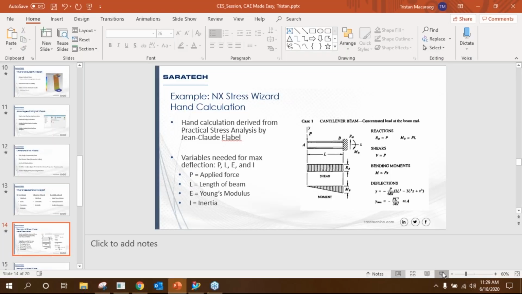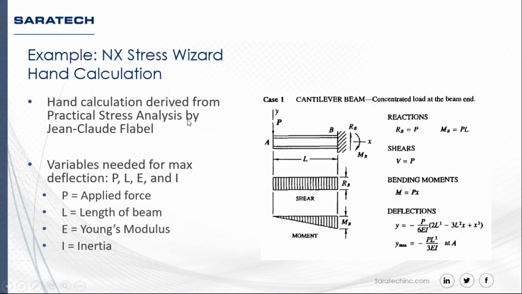So moving on to the example, this is pretty much what we just did in the simulation software. I pulled this from the Practical Stress Analysis book by Flabel. It's a good read if you guys are ever curious about stress analysis. On the right here, we have what we did in the software. You have your beam here, your fixed condition on one end, and then on the other end, you have a load P that we applied in the negative Y direction. And based on this setup, Flabel has provided us with some equations. We're going to be looking at the max deflection equation.